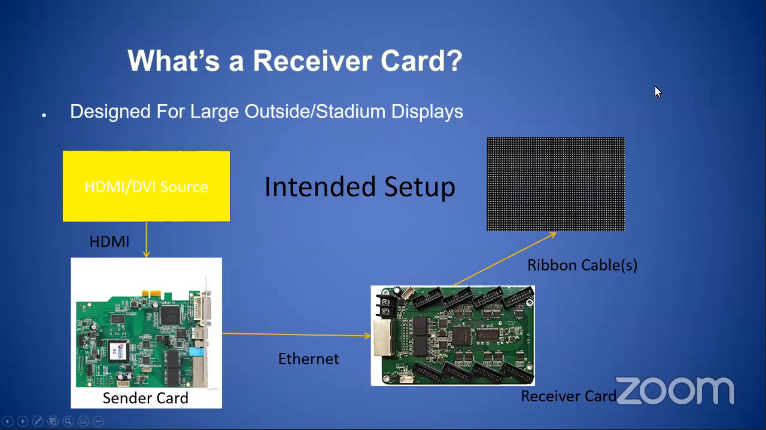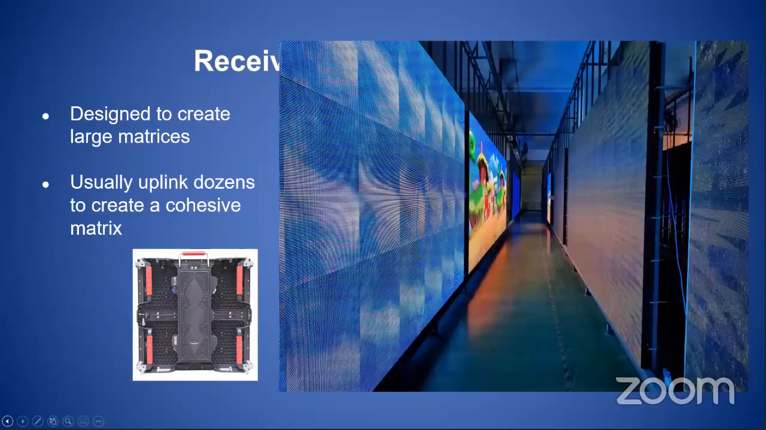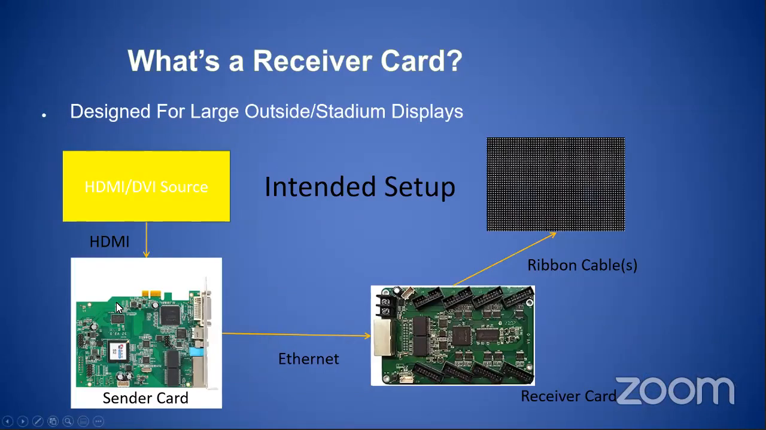Typical design and layout for a receiver card, the intended setup. You can't really see this, I forgot to change the color. It says HDMI or DVI source. So the typical setup for a Colorlight card, and how these things are run, is you've got a sender card where you send it some sort of video source, an input, and then it's got these Ethernet or Cat5 outputs. It's not actually really Ethernet. It's not routable TCP/IP anyway.